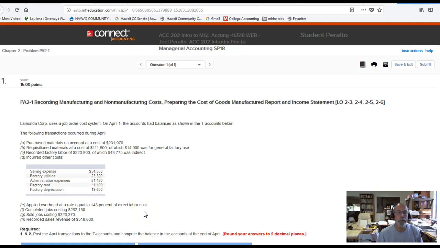We're working on PA2-1, recording manufacturing and non-manufacturing costs, preparing the cost of goods manufactured report, and income statement. Let's see, Lamanda Corp uses a job order cost system. On April 1st, the accounts had balances as shown in the T accounts below.